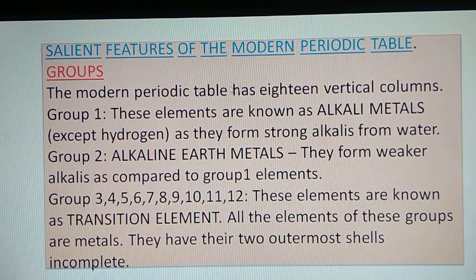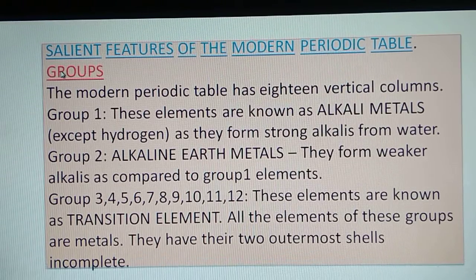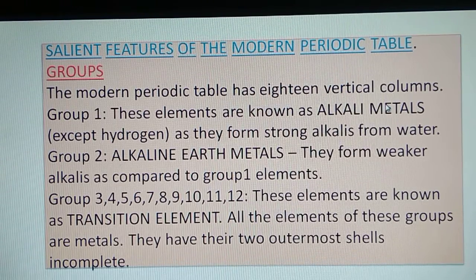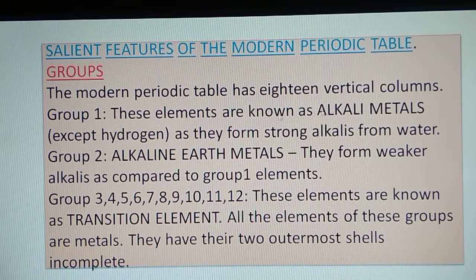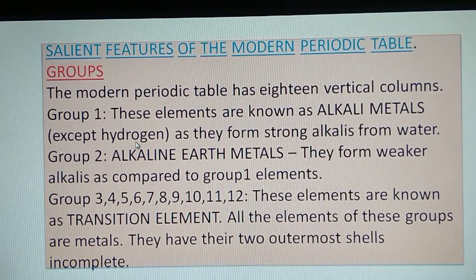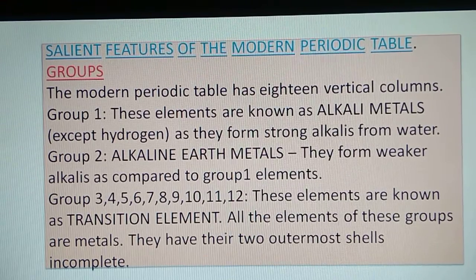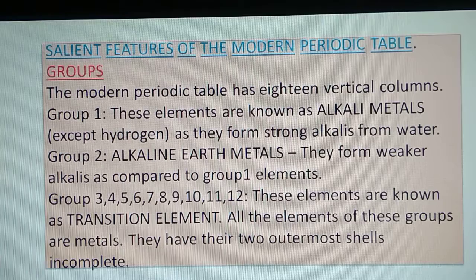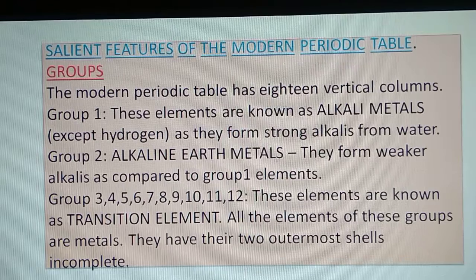So, salient features of the modern periodic table. Groups. The modern periodic table has 18 vertical columns called groups. Group 1: these elements are known as alkali metals, except hydrogen, as they form strong alkalis from water. Group 2: alkaline earth metals, they form weaker alkalis as compared to group 1 elements. Then group 3 till 12, these elements are known as transition elements. All the elements of these groups are metals. They have their 2 outermost shells incomplete.